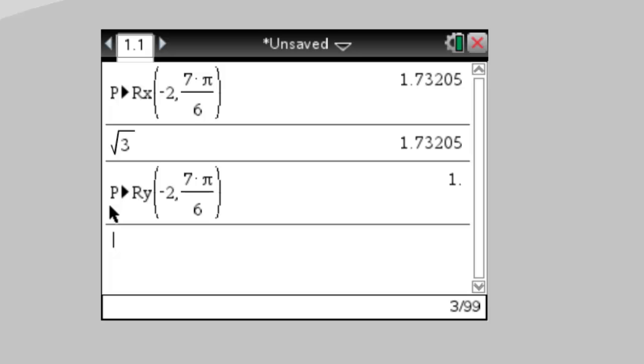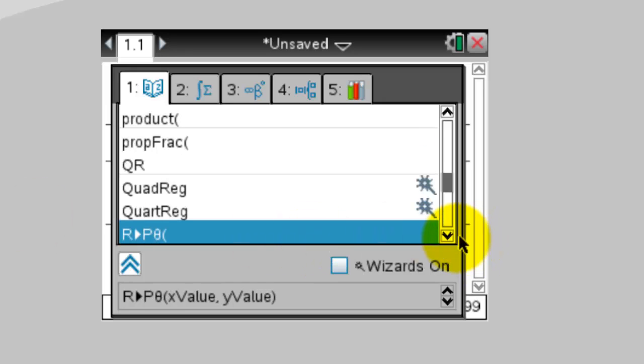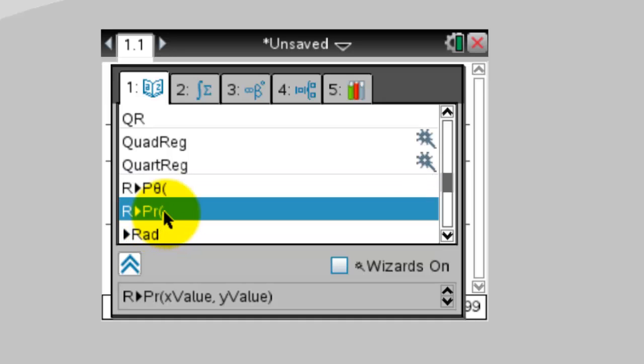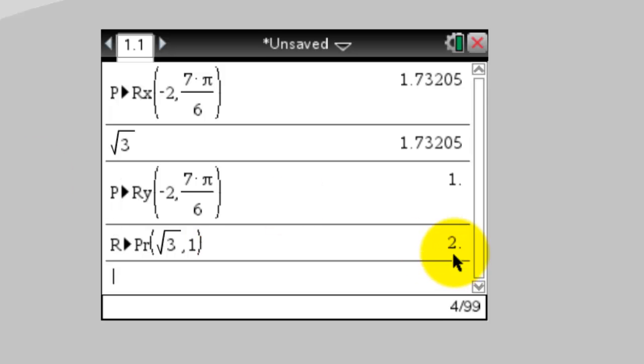Now, if I want to go backwards, if I want to take the rectangular and put it into polar, then if I go to the catalog and I hit R, okay, notice how alphabetically I get R arrow P theta, where you're going to take a rectangular coordinate, and this is going to calculate theta, or the R arrow P r is going to calculate the r coordinate. So let's do the r coordinate first, since that's how coordinates go. And I need to type in root 3, which was my x coordinate, arrow that out, comma 1. And it gave me 2, which is the radius.